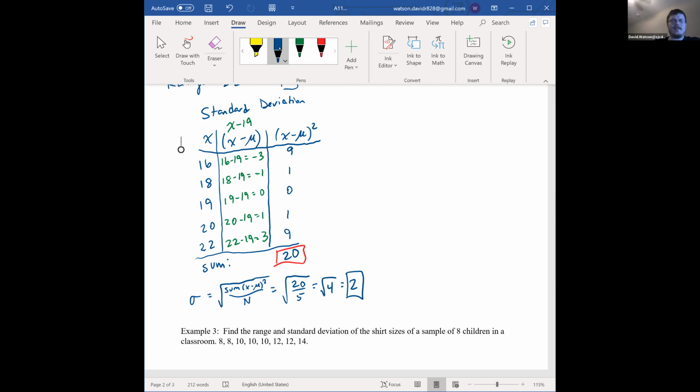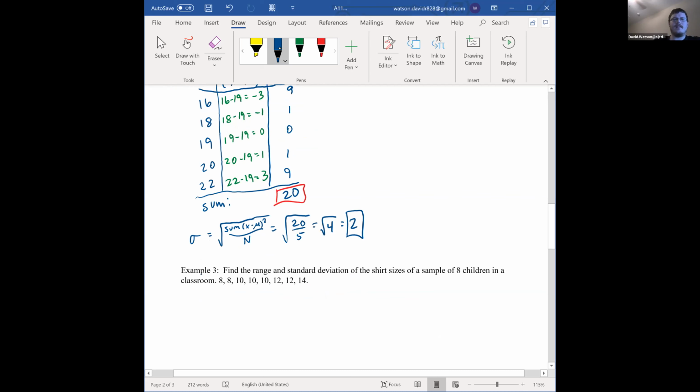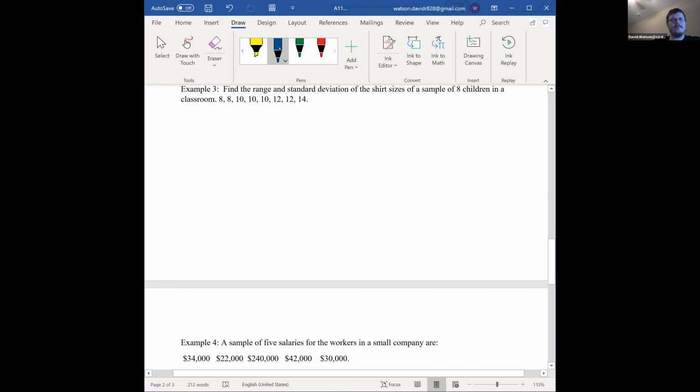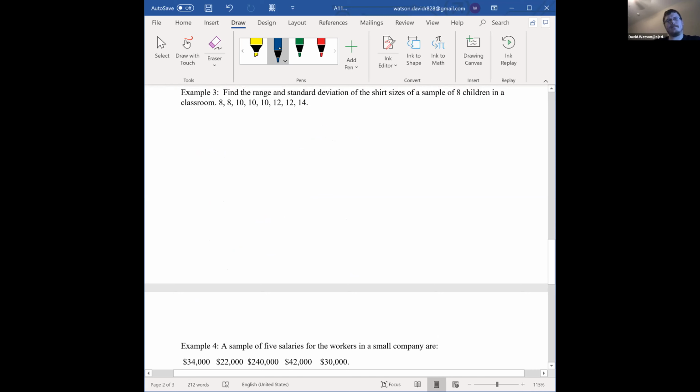All right, let's try another one. So example 3. Find the range and standard deviation of the shirt sizes of a sample of 8 children in a classroom. All right, now keyword here is sample. So we're not doing population standard deviation this time. We're doing the sample standard deviation. All right, but we're going to do it the same way, just it has some different variables.